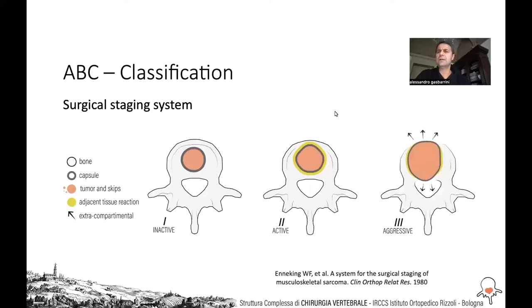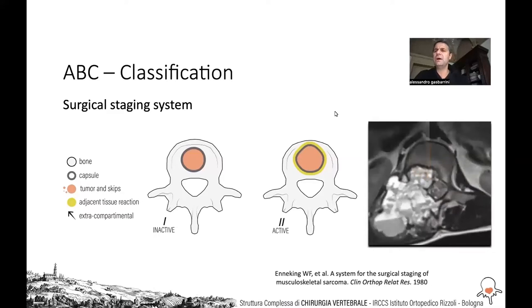According to Enneking's surgical staging of musculoskeletal sarcoma, benign lesions are distinguished into inactive, active, and aggressive. ABC can belong to each group. Inactive lesions are incidentally found; no symptom is present. Active lesions create pain because a tumor is slowly growing, creating a surrounding reactive capsule inside the same compartment. Aggressive lesions are able to pervade tissue also outside the initial compartment. They do not give metastasis.